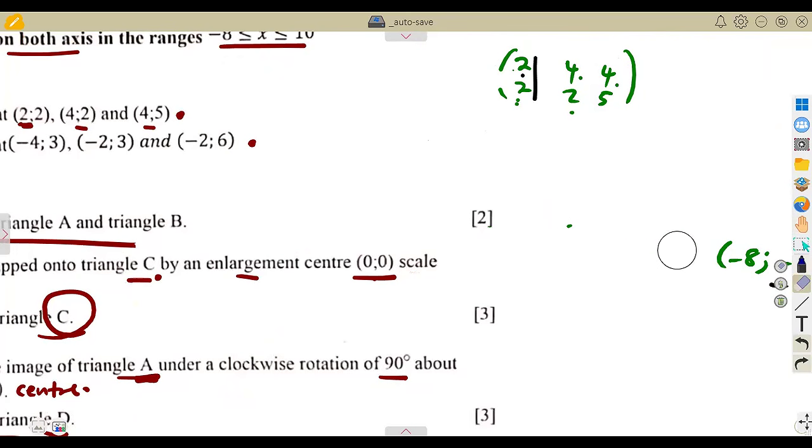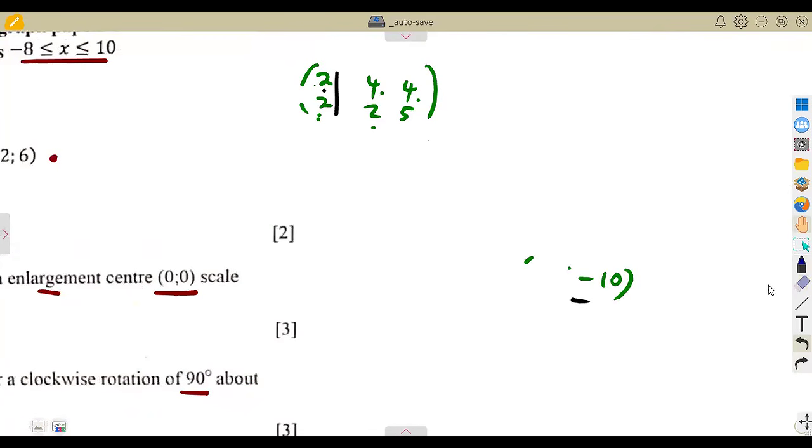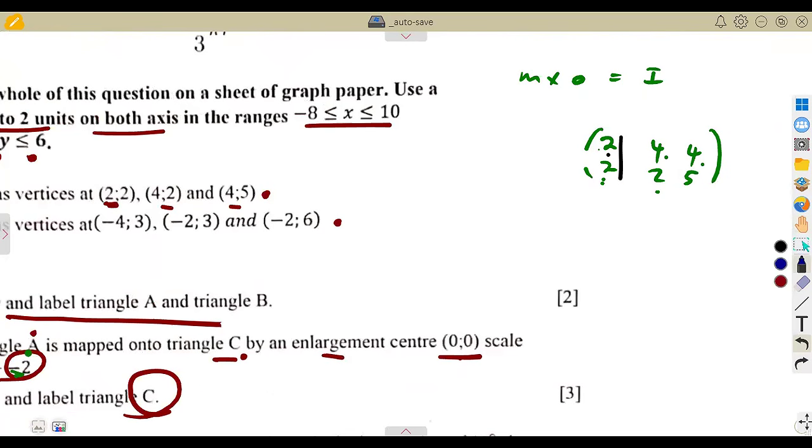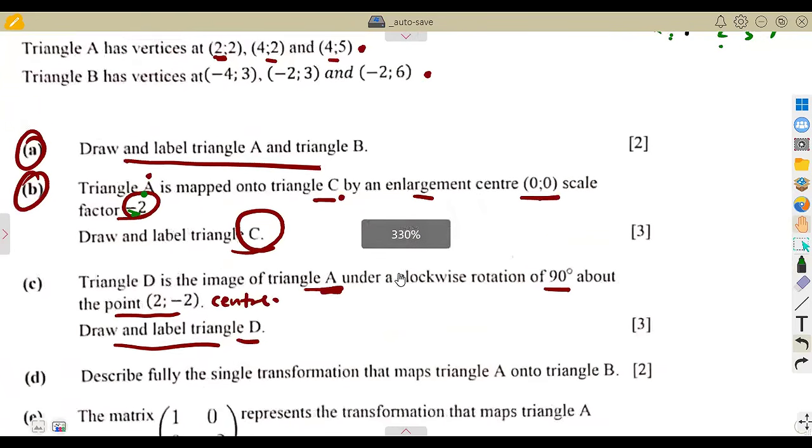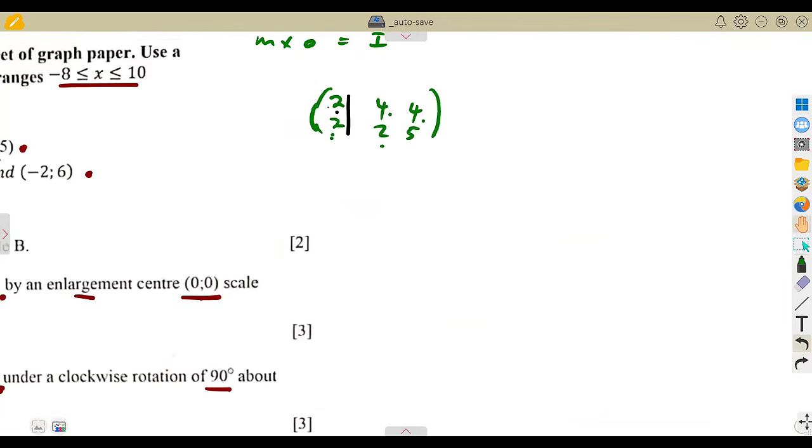Let me just present this. Remember, this was our triangle A. But now, to use the concept of matrix times object, we are limited because of the center. So the first thing is to subtract the center. The center is 2, minus 2. So subtract the center first.